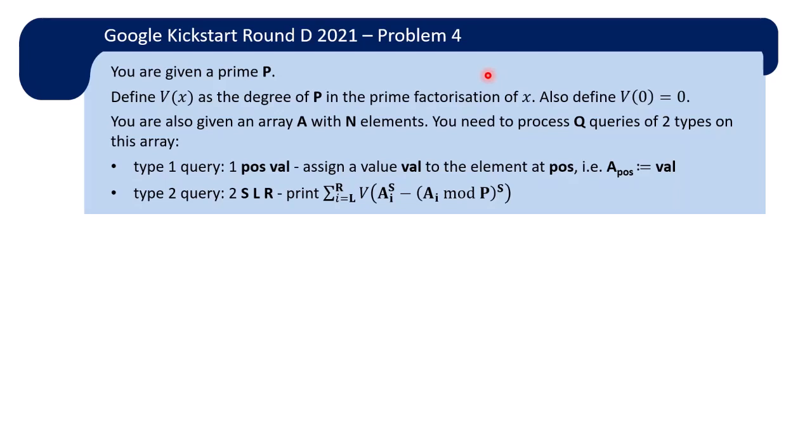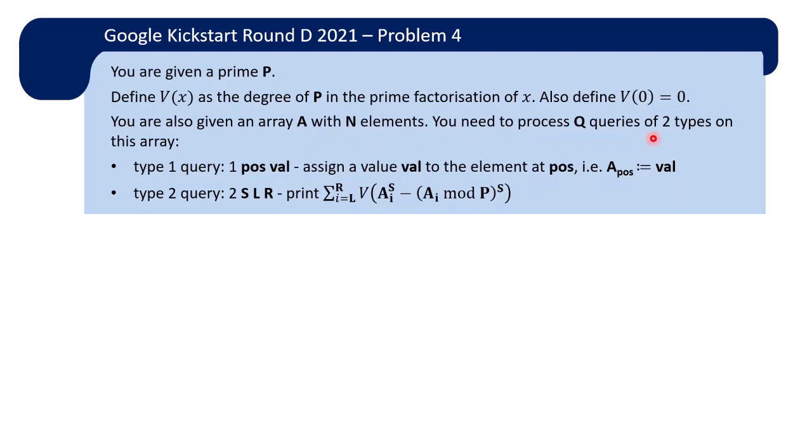Okay, so for this problem, you are given a prime p. They define Vx to be the degree of p in the prime factorization of x. So basically, V is the same as the p-adic valuation function that we defined earlier. But for this specific problem, they have defined V of 0 to be 0. Okay, now you are given an array with n elements, and you need to process two types of queries.